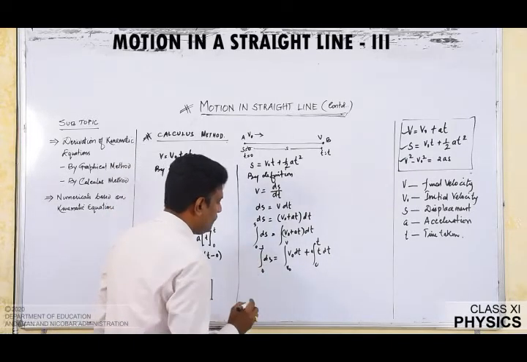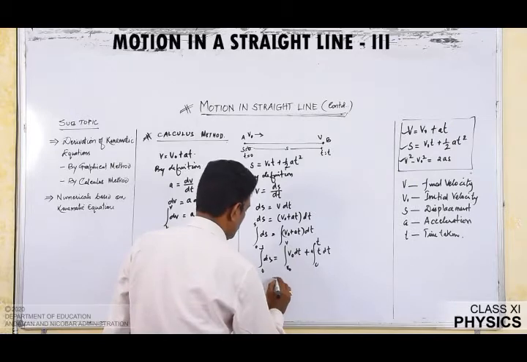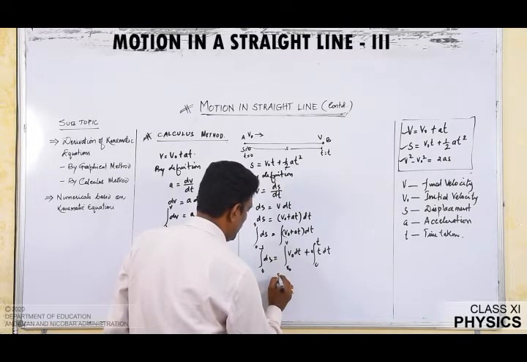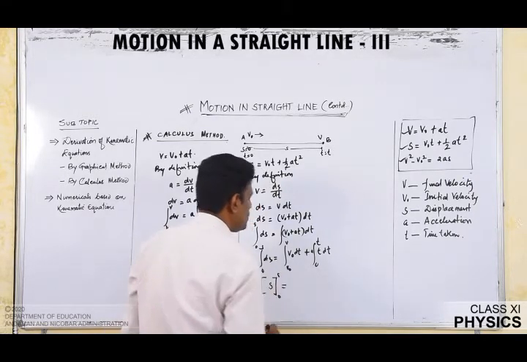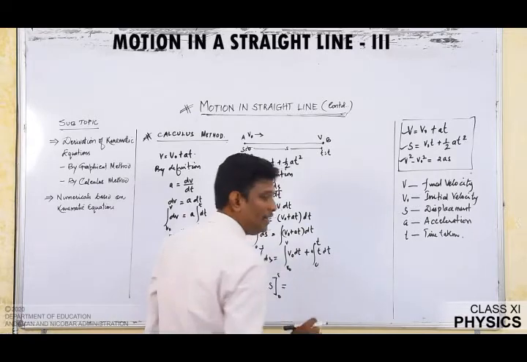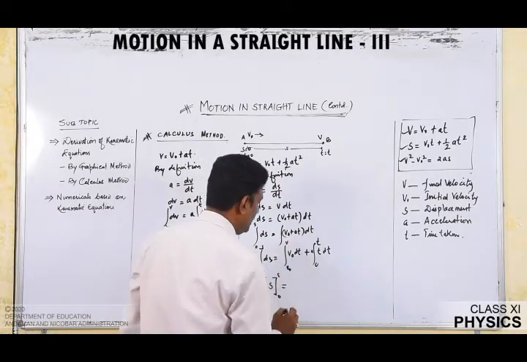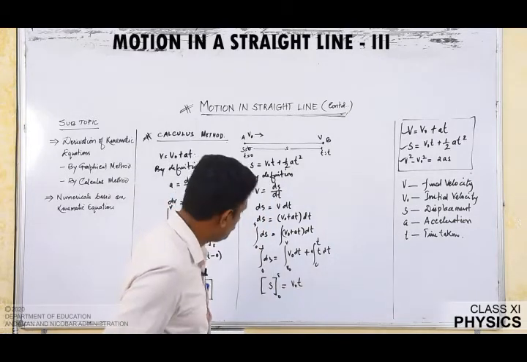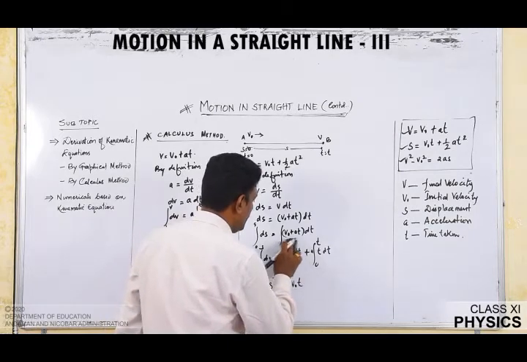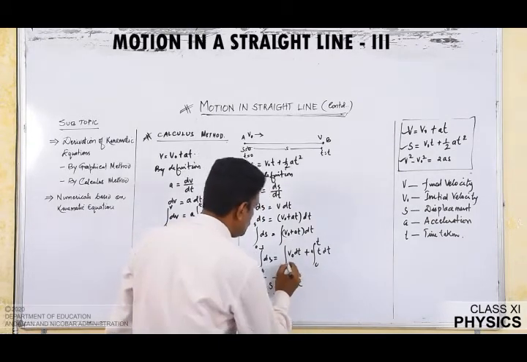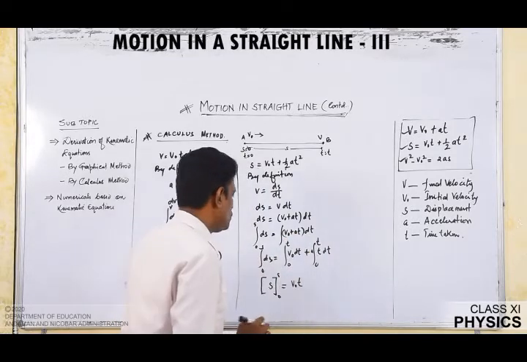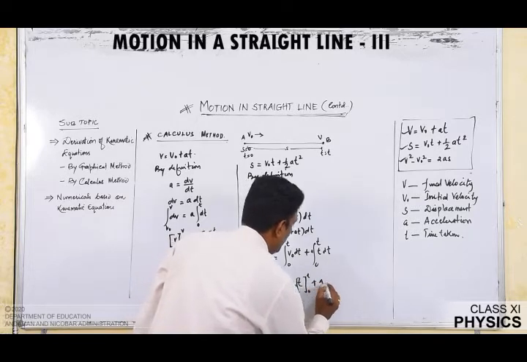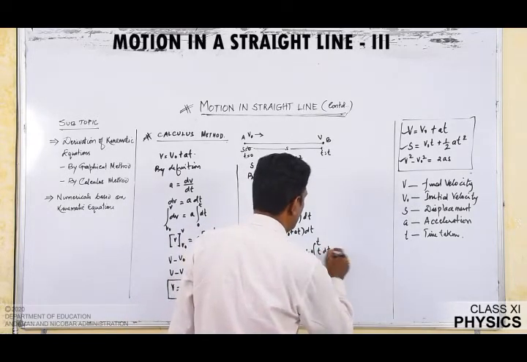So, integrating, we will be getting s, that is integration of ds is s and limit is 0 to s, that is equal to integration of v naught dt, integration of dt will be getting t. So, v naught t, here we need to change this, we are integrating with respect to dt. So, we will be having 0 to t here. So, limit is 0 to t plus a integral of t dt.